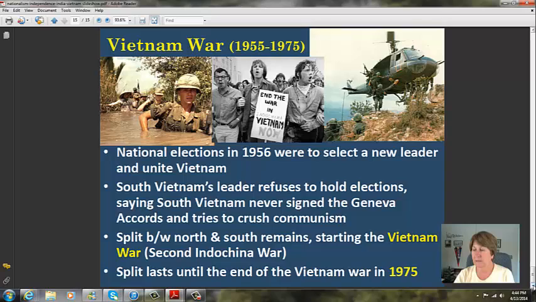The northern and southern zones were to be reunited after the elections. However, that didn't take place. Feelings of nationalism were more important than ideas about what political systems they should have.